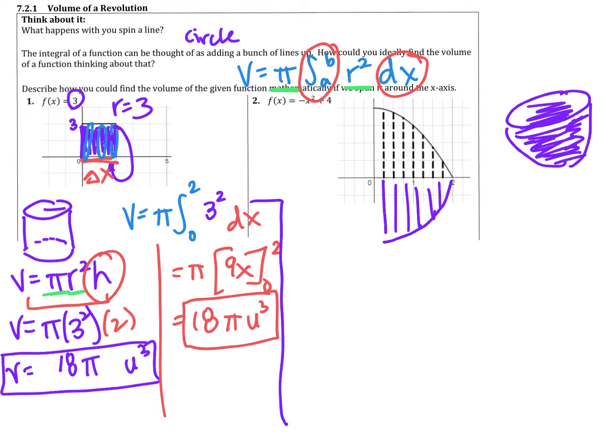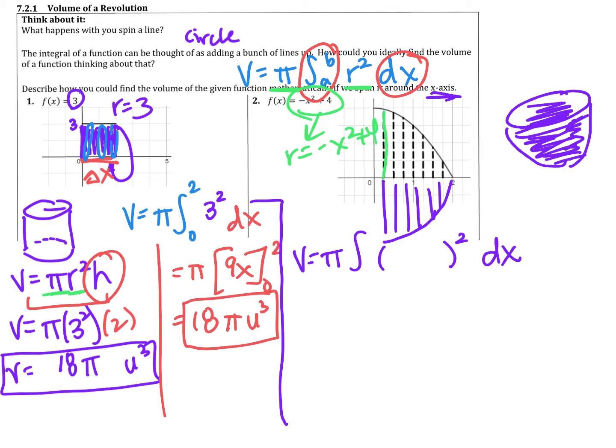So first things first, we know that we're going to have pi times whatever our radius is squared, and our function is in terms of x, and we're rotating around the x-axis right now. So what is our function? Our function is our radius. Our radius is negative x squared plus 4, because every single cylinder that's forming goes up to this curve. That's how we're figuring out what the radius is. So I'm going to put negative x squared plus 4.